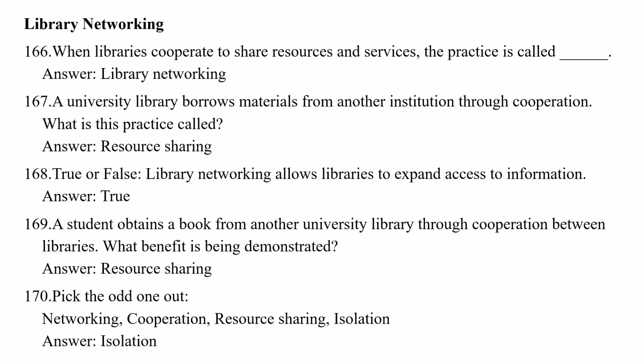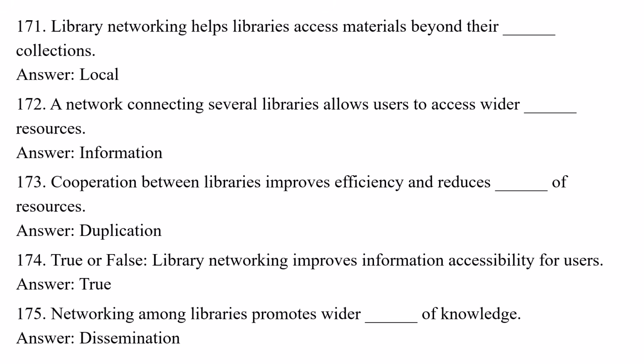Let's pick the odd one out. Networking, cooperation, resource sharing, isolation. Isolation should not be here. Library networking helps libraries access materials beyond their own local collection. A network connecting several libraries allows users to access wider information resources. Cooperation between libraries improves efficiency and reduces what? Duplication. Library networking improves information accessibility for users.